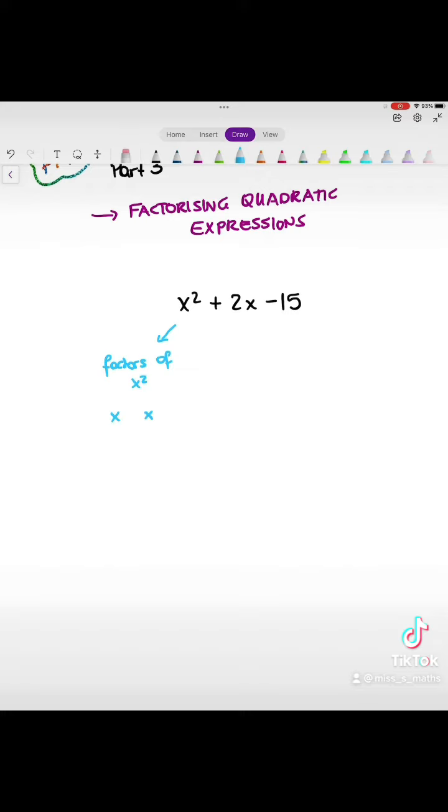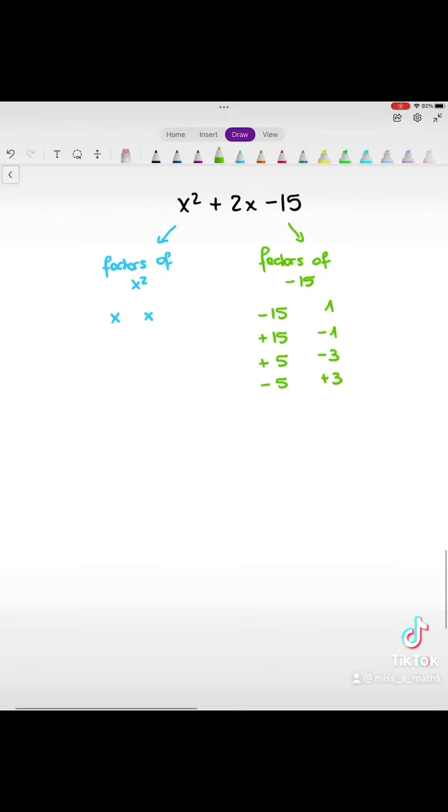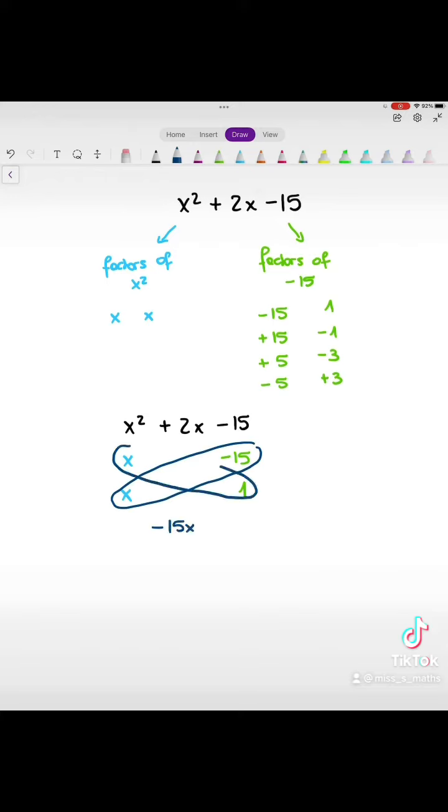The possible factors of minus 15 would be minus 15 and plus 1, plus 15 and minus 1, plus 5 and minus 3, and minus 5 and plus 3. One of the two has to have a positive and one of them has to have a negative sign. Once we have a couple of factors written down, we can start trying them out.